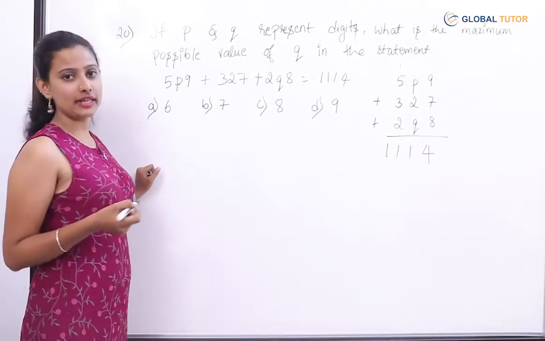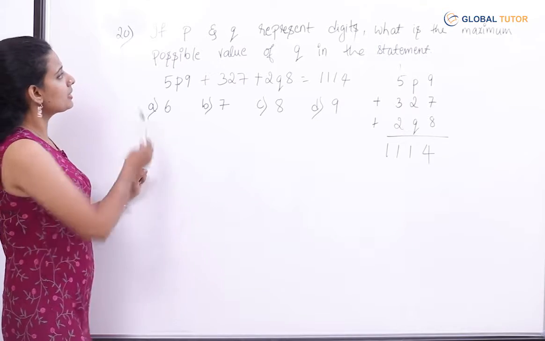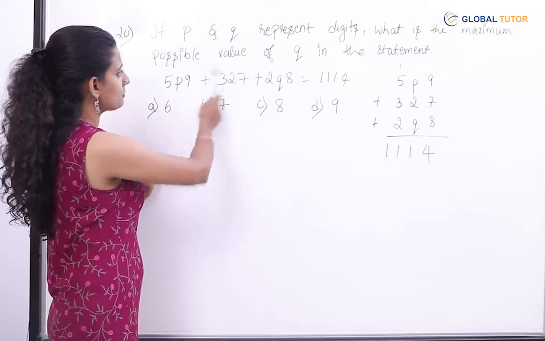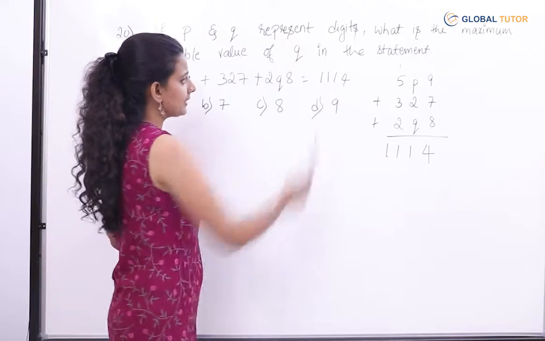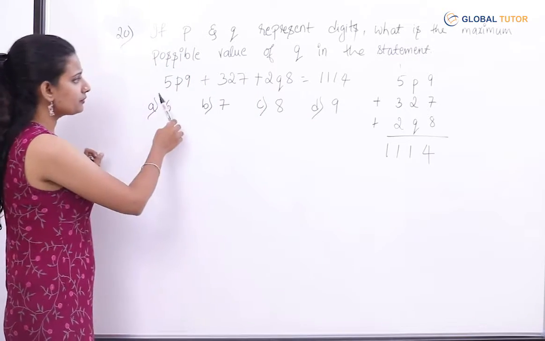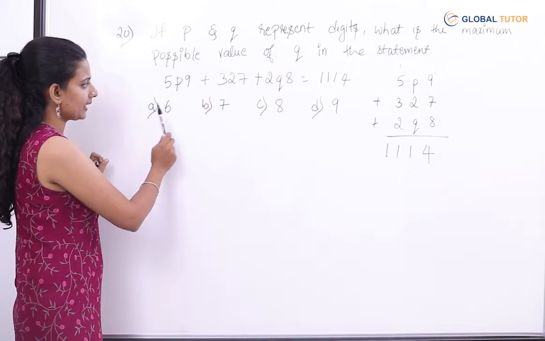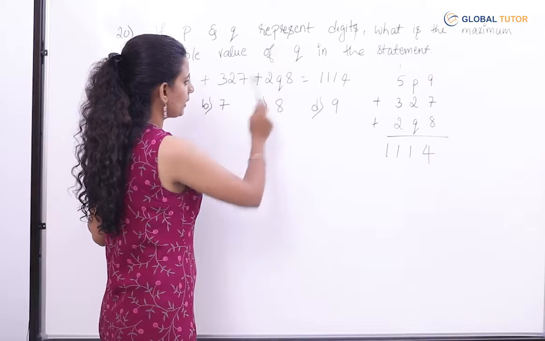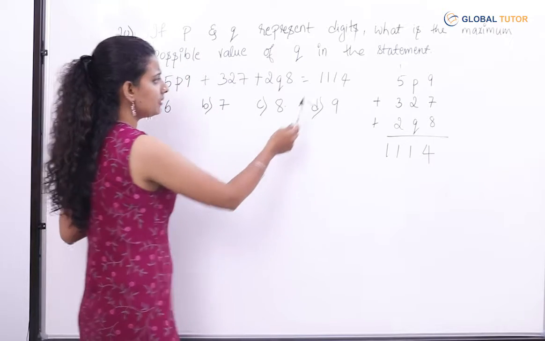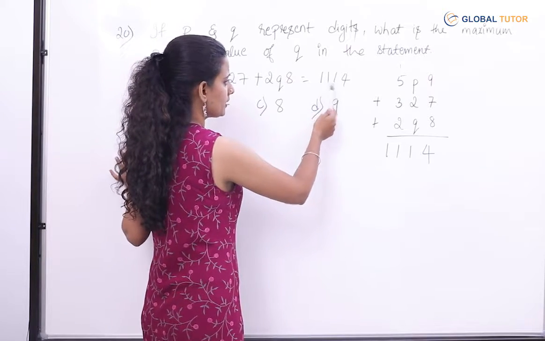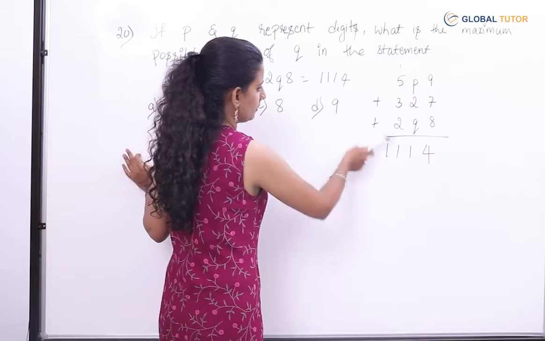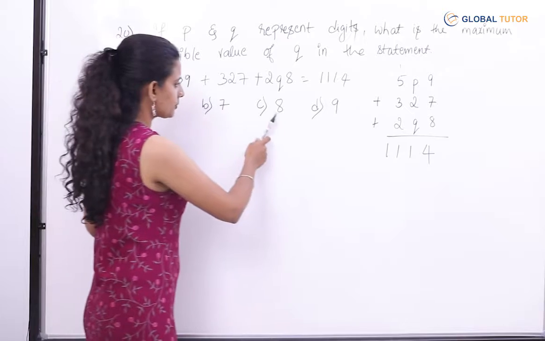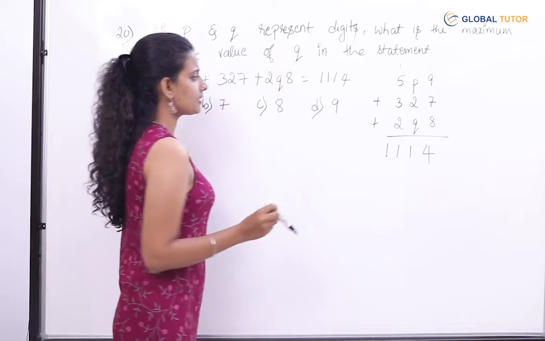So let us see one more example. Here the question is, if P and Q represent digits, what is the maximum possible value of Q in the statement? So here we have 5P9 plus 327 plus 2Q8. When we add these 3, we will get 1114. So I have written here. Option A is 6, option B is 7, option C is 8, option D is 9.